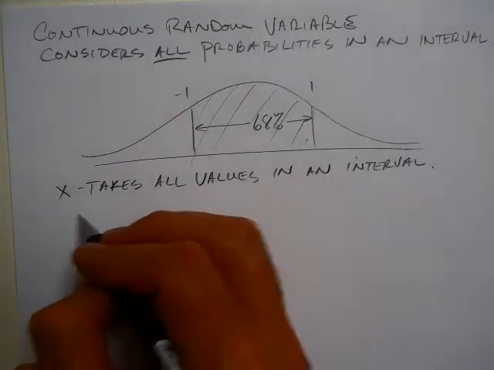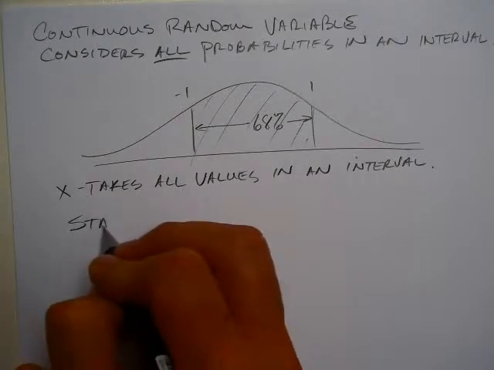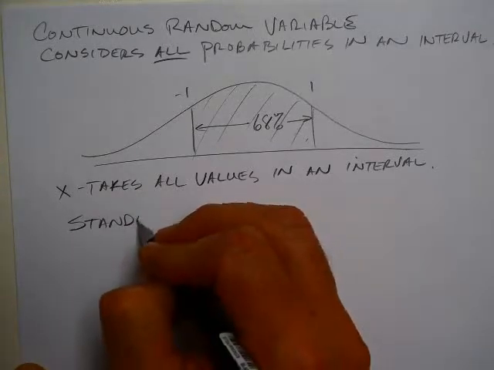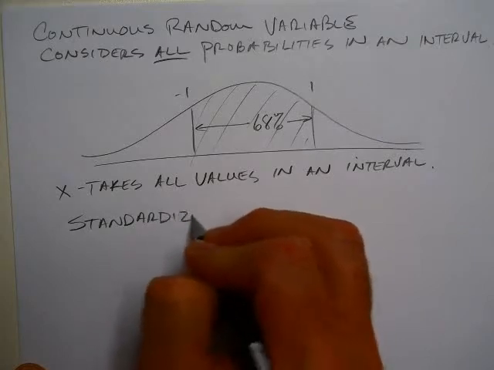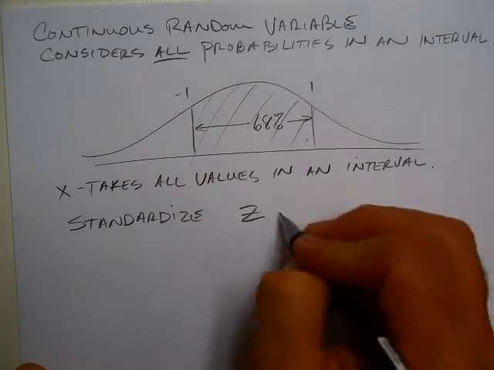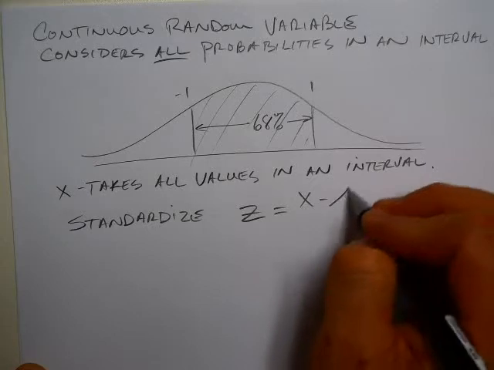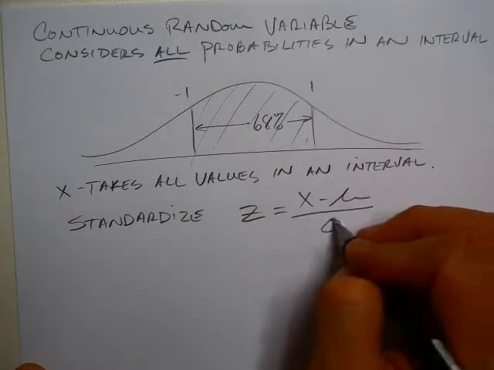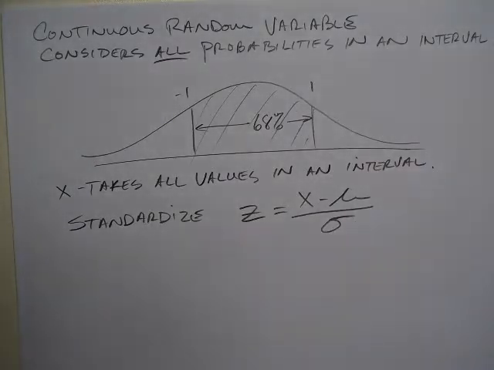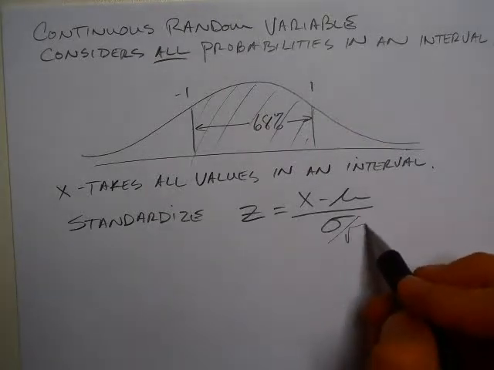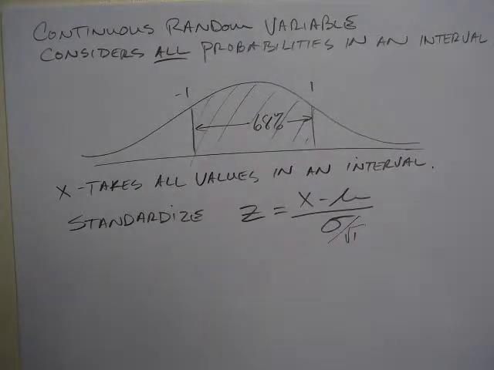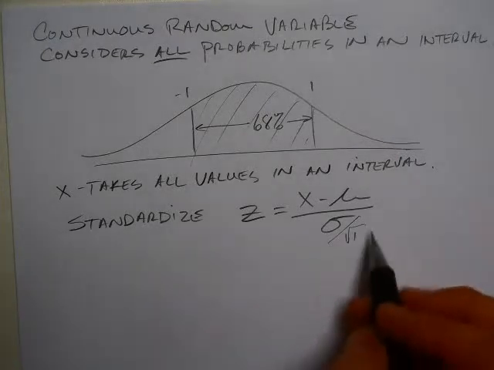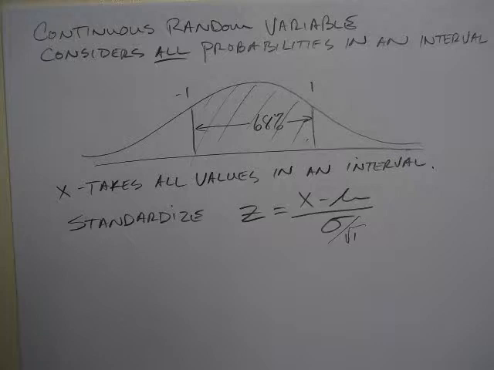And something that I want to remind you of, standardize, is z equals x minus mu over sigma. And I mentioned when we talked about this that that was technically over the square root of 1 because we have a sample size of 1, but you don't need to put that into your calculation. I just want you to remember that for some future stuff that's coming up. Okay. So let's look at a problem.